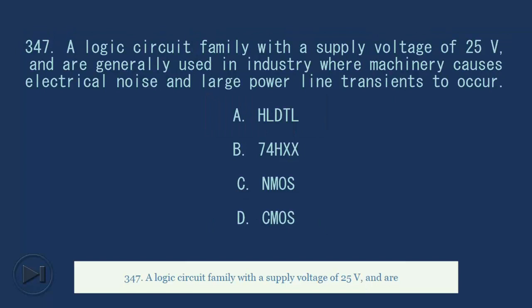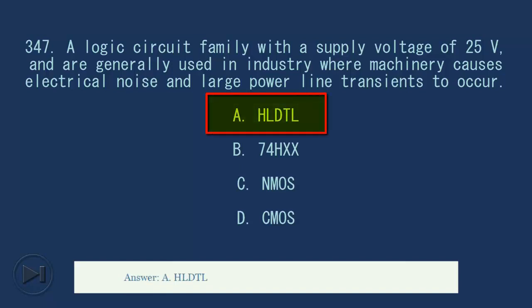347. A logic circuit family with a supply voltage of 15V, generally used in industry where machinery causes electrical noise and large power line transients to occur. A. HLDTL. B. 74HXX. C. NMOS. D. CMOS. Answer, A. HLDTL.